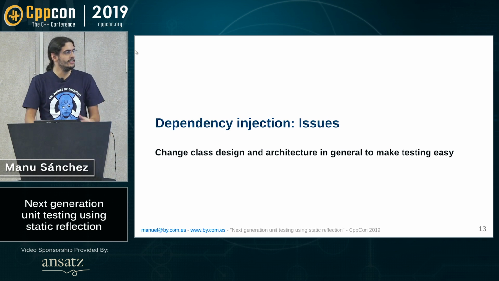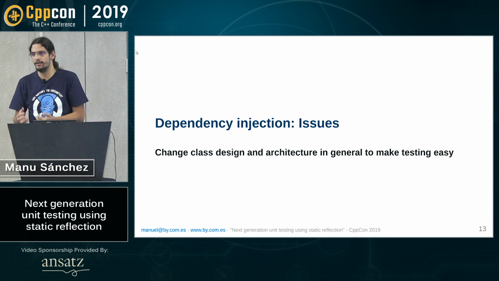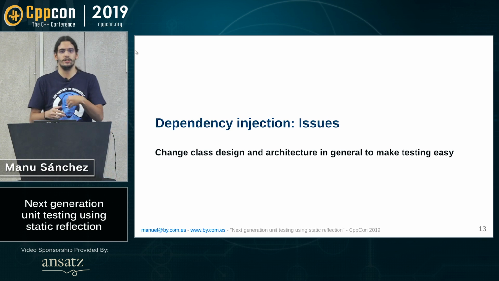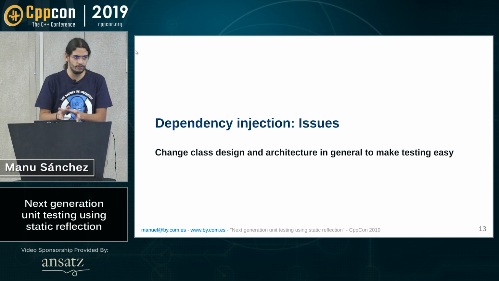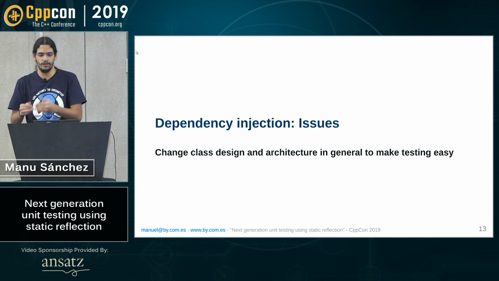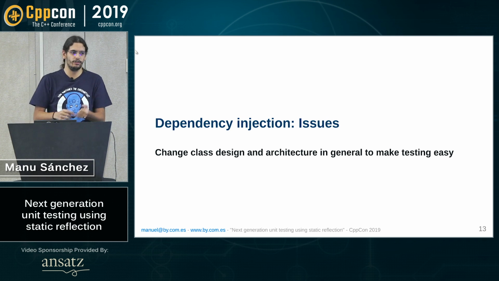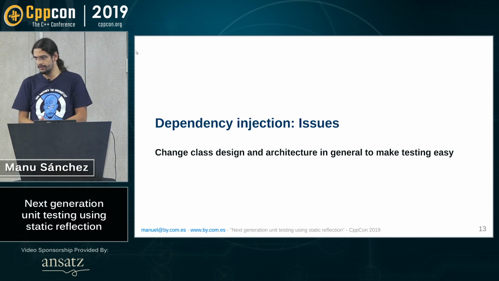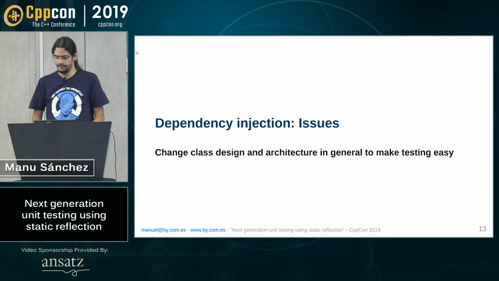But for me, the real problem of dependency injection is that it forces you to change the design of your software to adapt it to testing. You no longer have a class with a well-defined API, with a well-defined constructor that takes its parameters. No, you have a bunch of reference parameters or pointers or whatever that are there only for testing. I don't want to change my code only for testing.